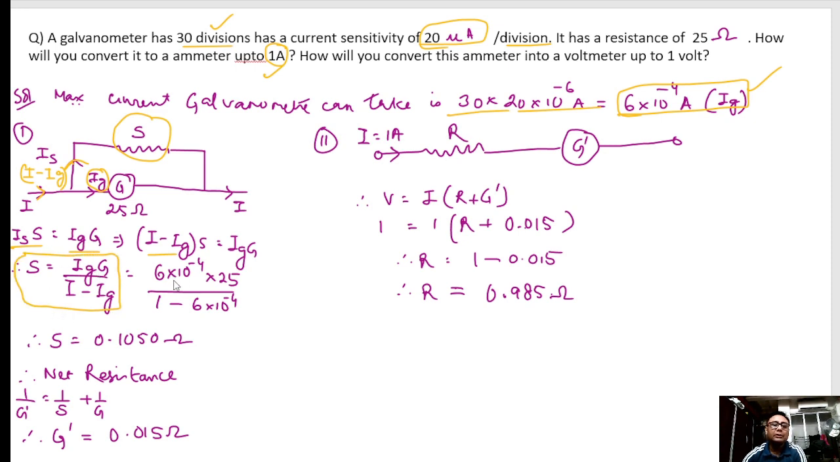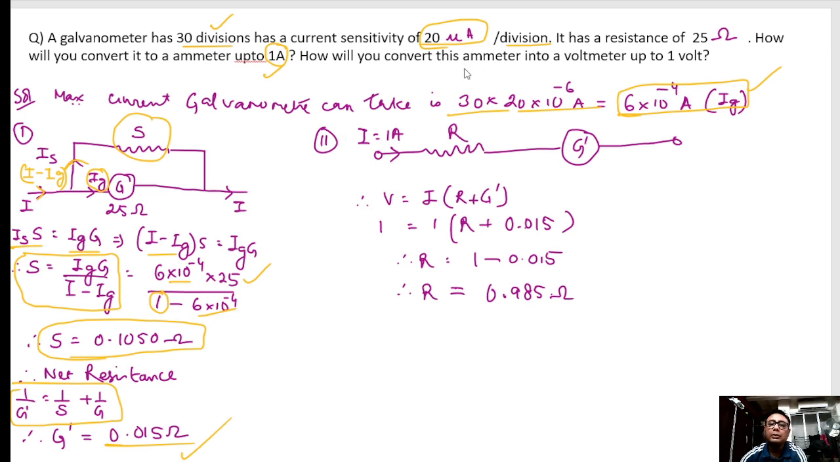So Ig I know. G is the resistance of the galvanometer. I is how much current I want to measure. This is Ig. We calculate. This is the resistance. Low resistance I have to connect in parallel. Clear? So what is the net resistance? They are in parallel, so I will use this formula. S and G both I know. I will calculate the net resistance.